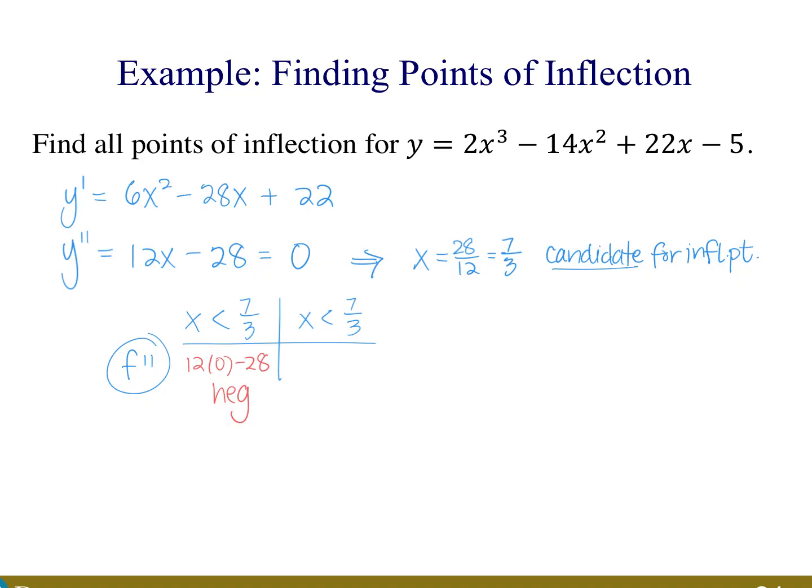Then I'll pick something that is greater than 7/3. So I'm just going to pick 5. I'll check my second derivative value there. So 12 times 5 minus 28. That'll be 60 minus 28. That would be positive. So now I know for sure that x equals 7/3 is indeed an inflection point, because I've shown it was a candidate and I've shown that the concavity changed from negative to positive at that spot.